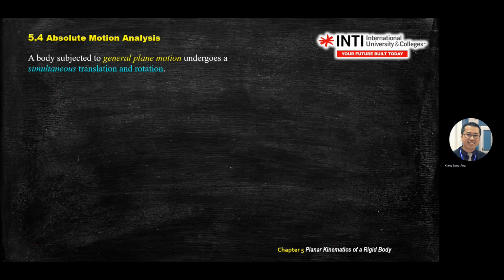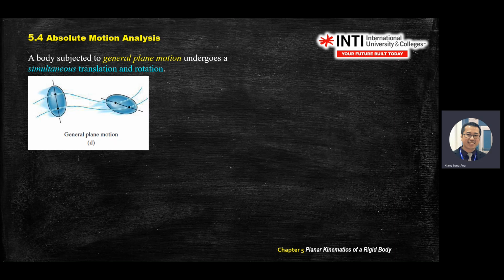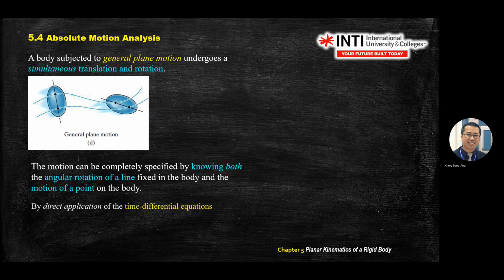When you look at absolute motion analysis, a general plane motion means that we have a combination of translation and rotation. Let's say we look at this diagram. This object is having 2 types of motion. So when you do analysis, you split them into 2 components. One is translation, one is rotation.